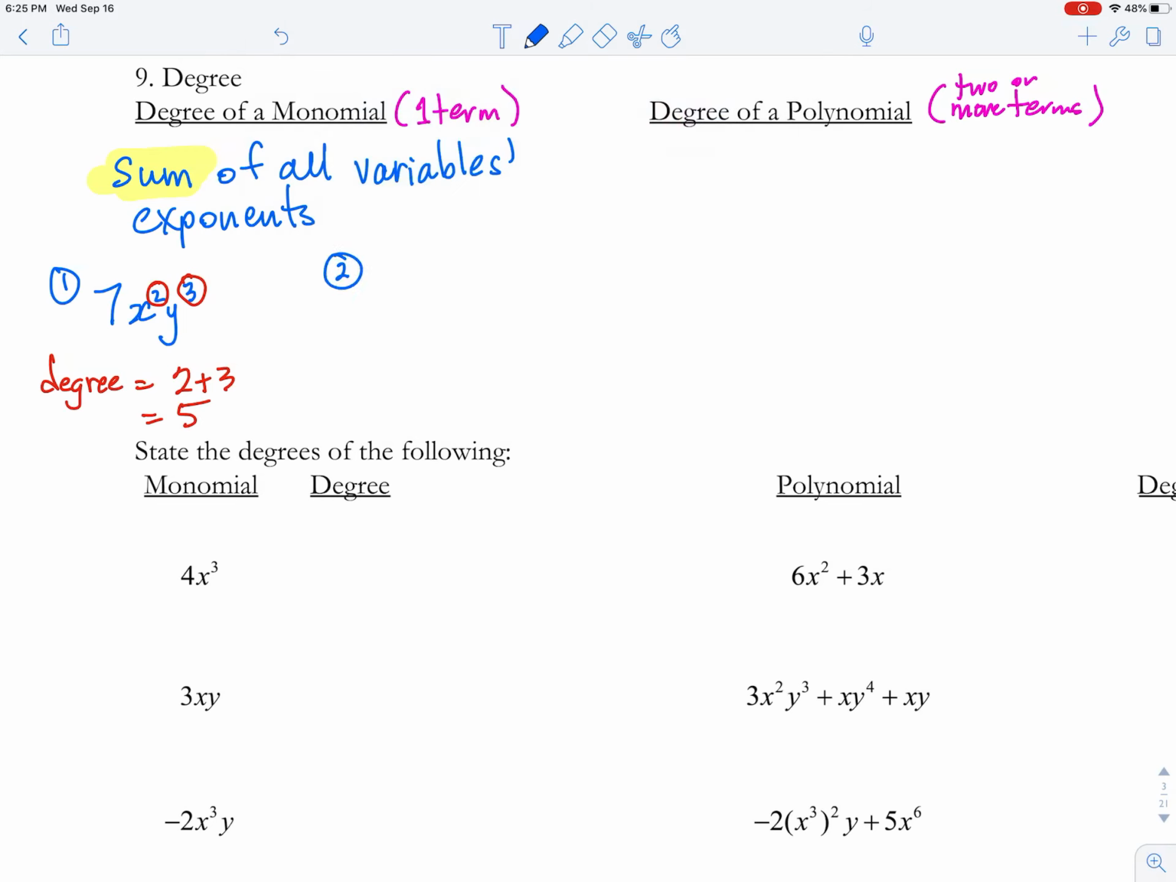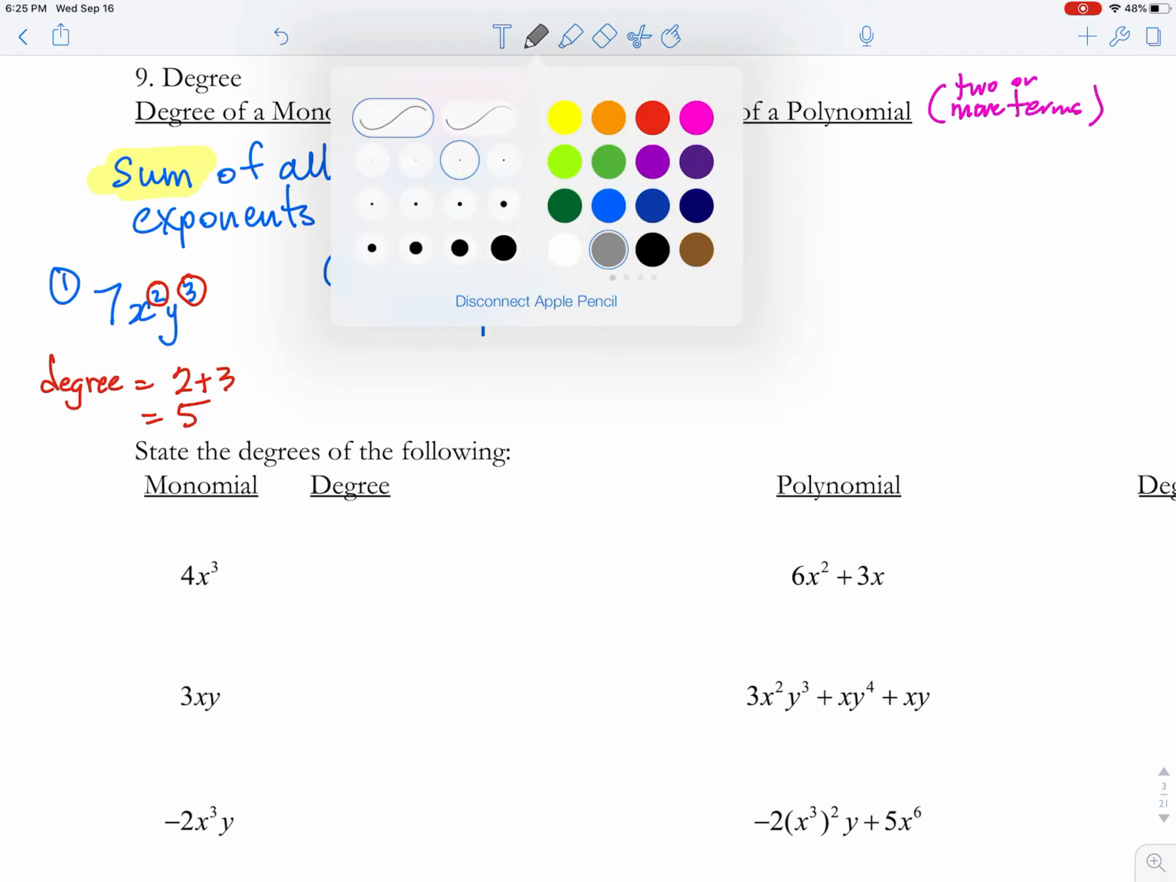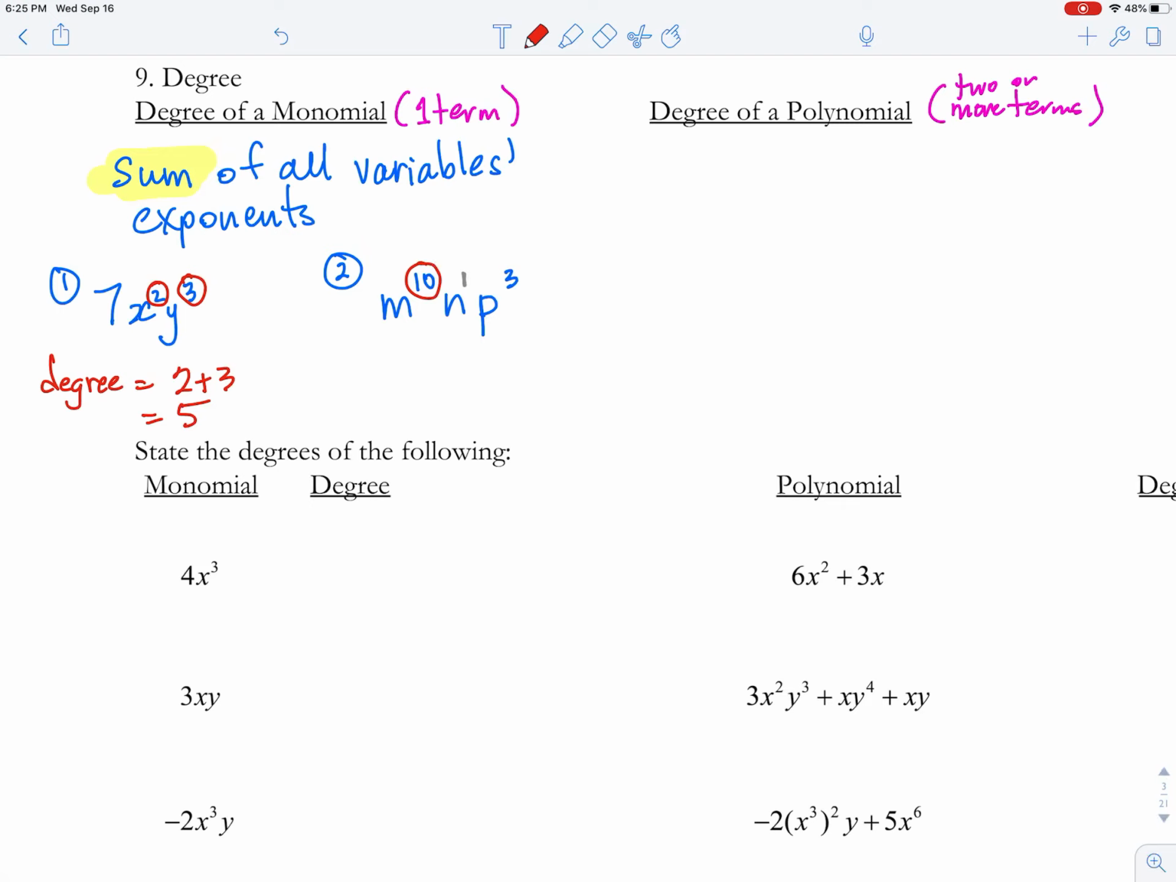Here's another example. If I have m to the 10, n, p to the 3, first thing I need to remember is that n really does have an exponent. You can't see it, but it's like that ghosty or invisible 1. And now that I know what all the exponents are, I'm going to find the sum of them for the degree. So the degree would equal 10 plus 1 plus 3. And in this case, the degree of that monomial would be 14.